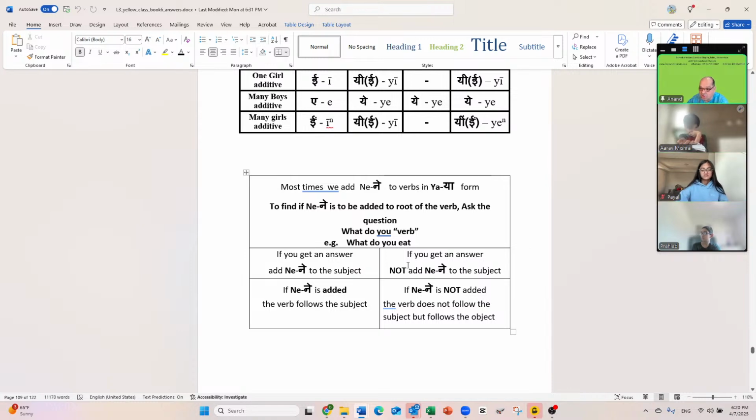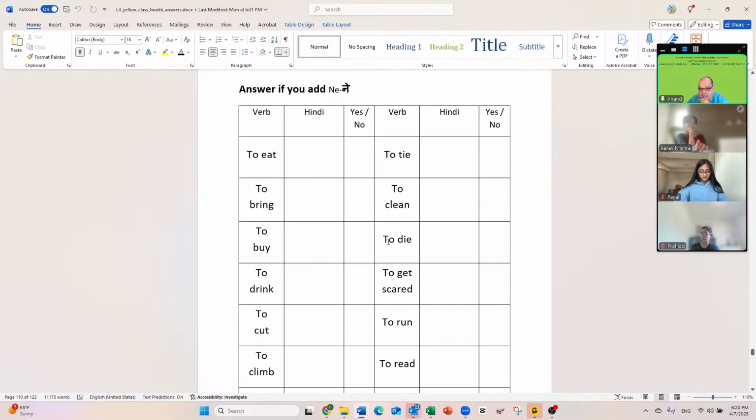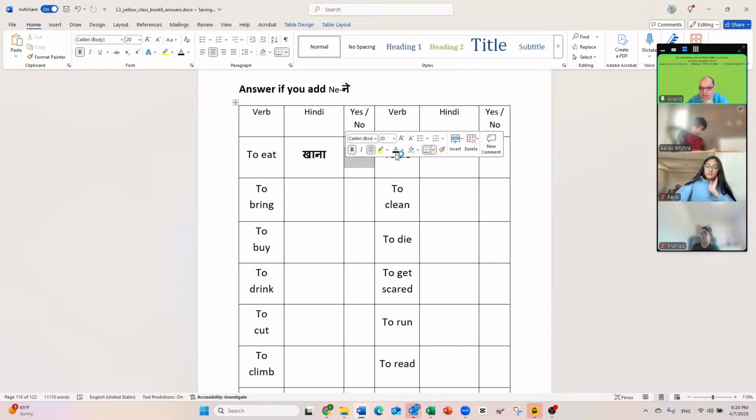Simple enough. Understood? Now let's go to the next page in the yellow book. The Hindi word for eating is khana, right? We just said when I say, what did you eat, do you get an answer? Yes. So you'll add ne. Yes means you'll add ne.